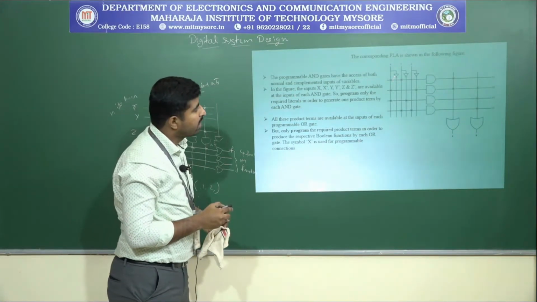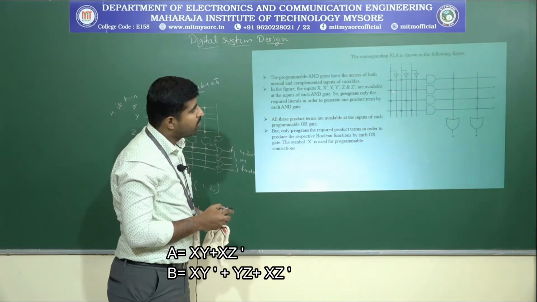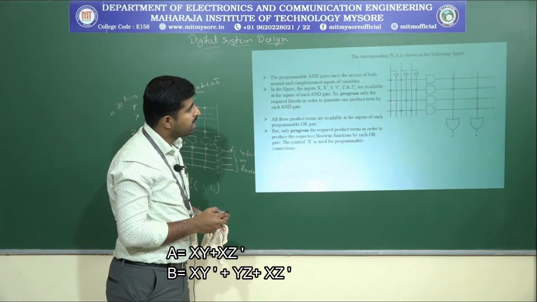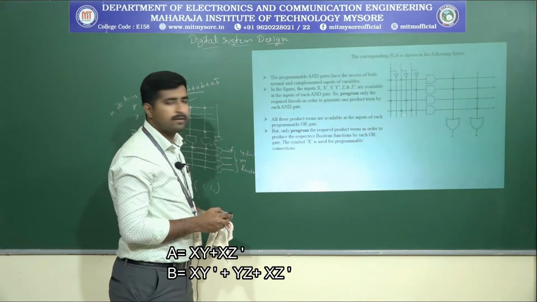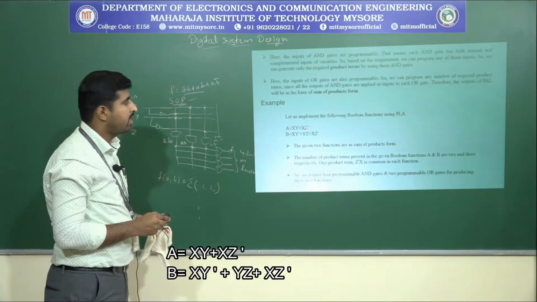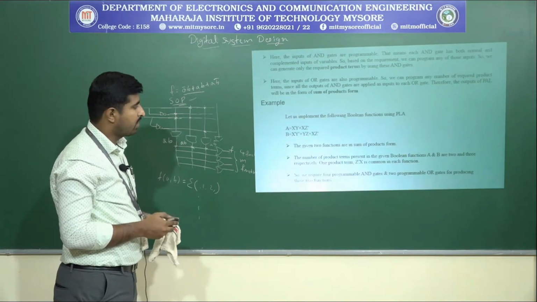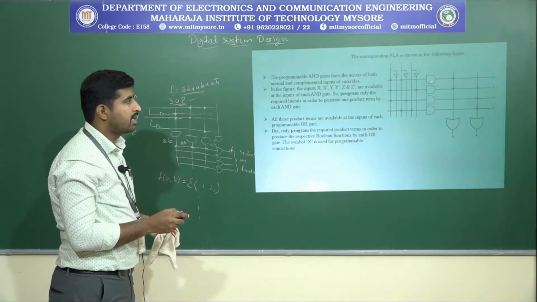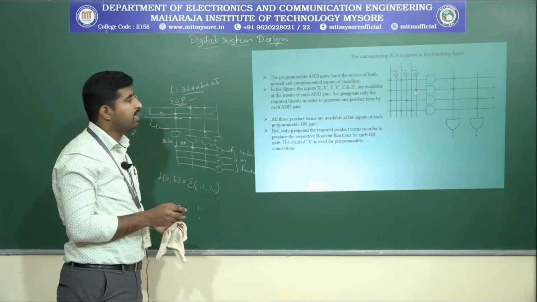Similarly, here we are going to get x y. From this AND gate we are going to generate x z bar. From this AND gate we generate x y bar, and here we generate y z. So these are what we needed actually: x y, x z bar, x y bar, and y z. All these required product terms are connected by using the programmable OR gates. Programmable AND gates. Okay, next.